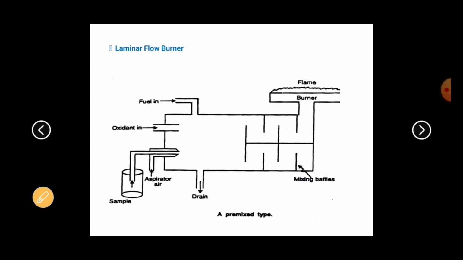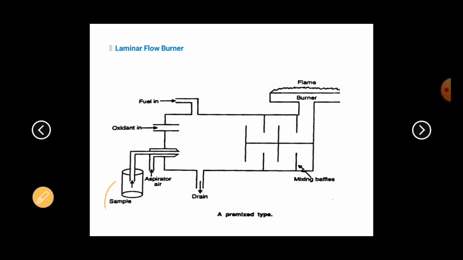Next, coming to the laminar flow burner. This burner is the most widely used burner because of its uniformity in flame intensity. In this type of burner, the sample solution, fuel and oxidant are mixed before they reach the burner tip. You can see the diagram.